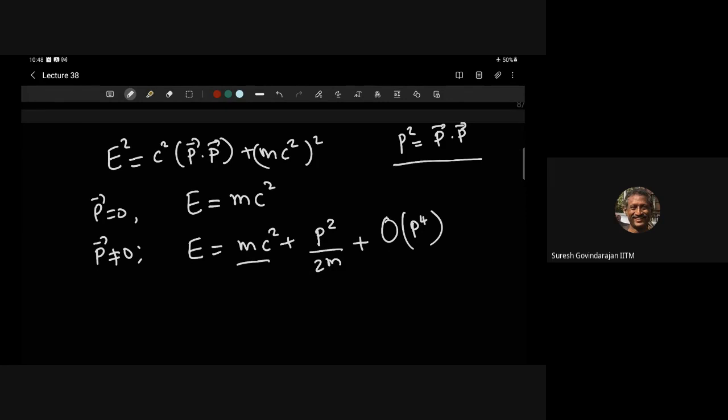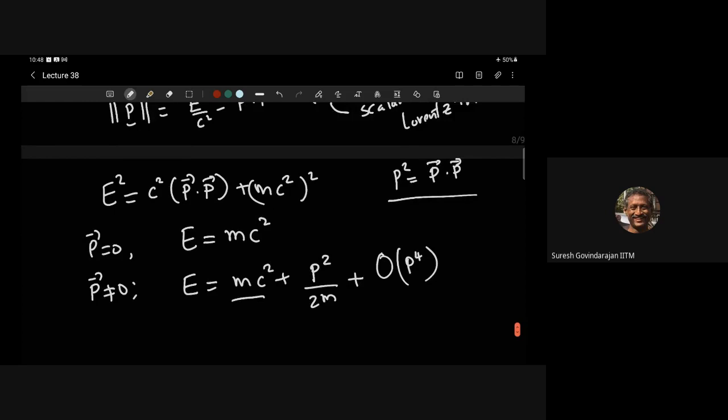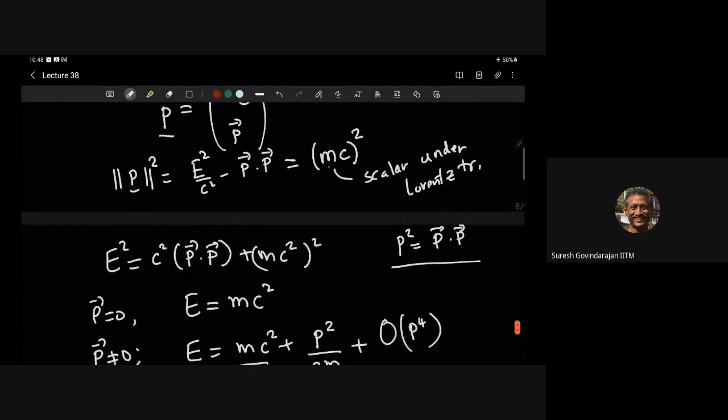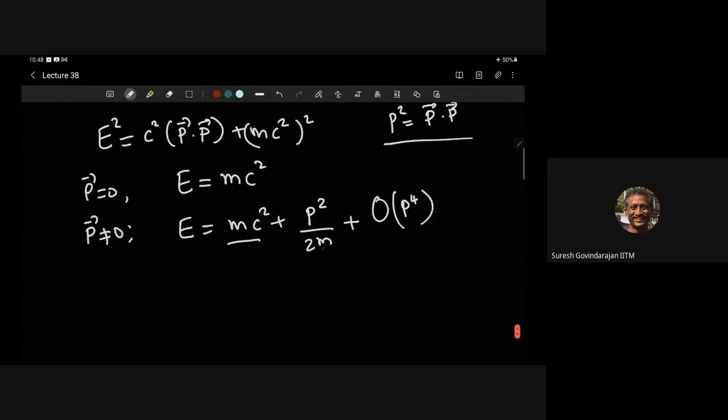Okay, so now this gives you evidence that this m that we get here is precisely the mass which appears in the kinetic energy for a particle.